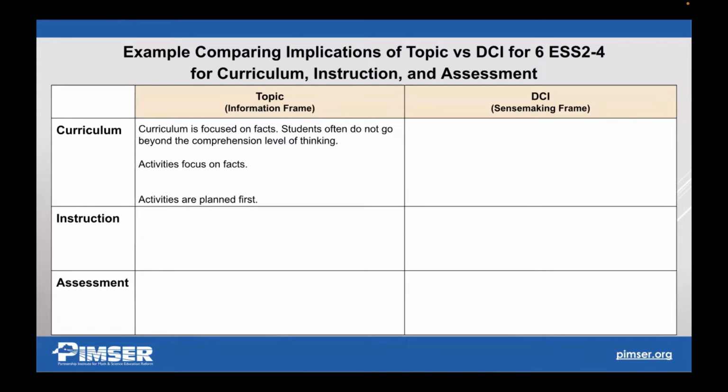The activities students do are typically focused on facts. There are worksheets or readings to reinforce those. And typically the activities are planned first. Okay, these are the things we're going to do in order for you to know this stuff.